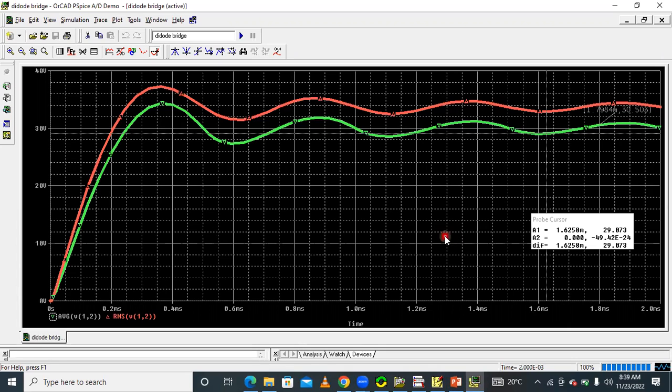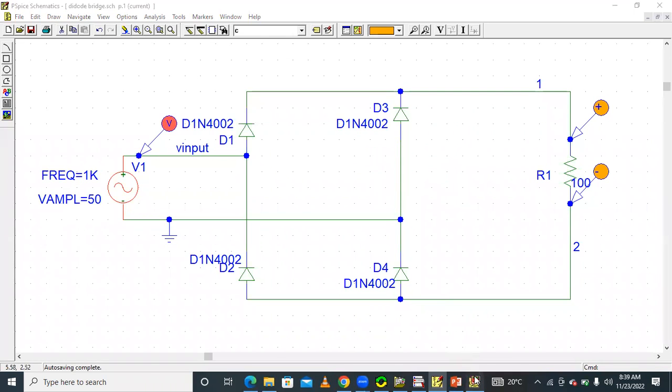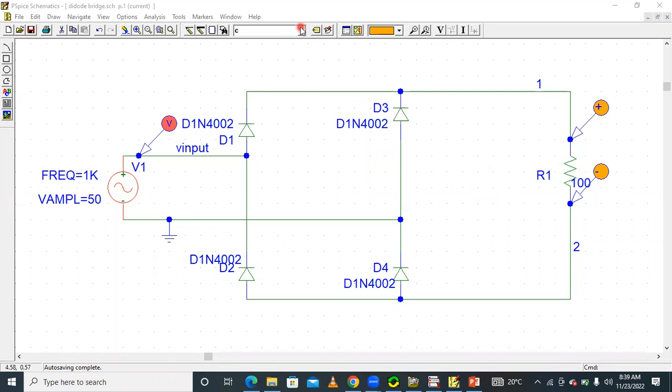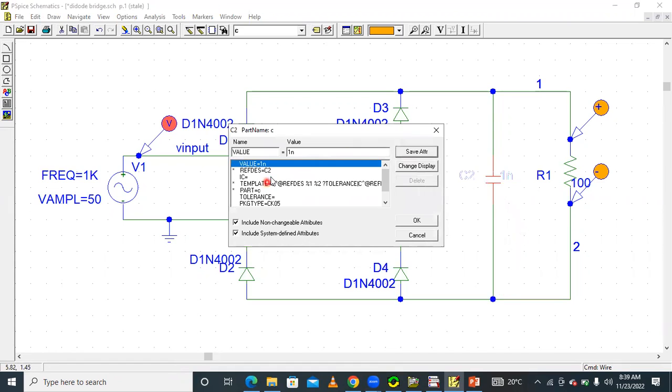Then we have to execute this experiment by using a capacitor, by connecting one capacitor across the end of the load. So go to the schematic, close these output waveforms, go to the schematic, and take one capacitor and connect it across the load in the range of microfarads. Then we have to check how the ripples change. Change this from nanofarad to microfarads.